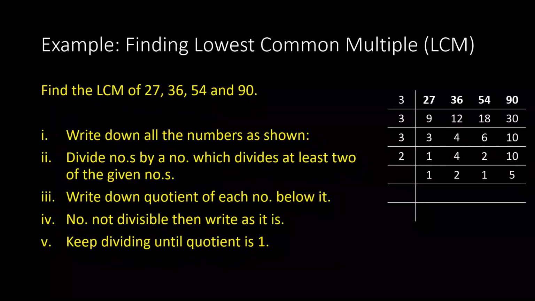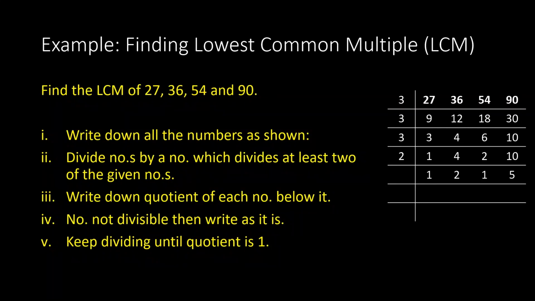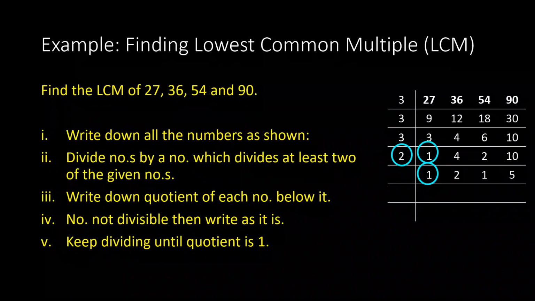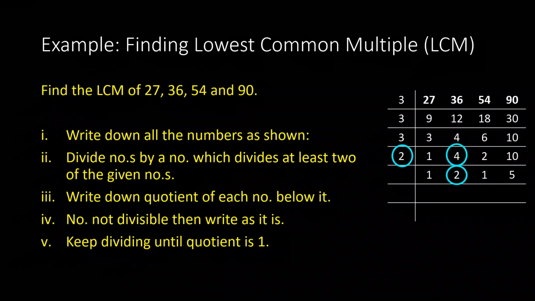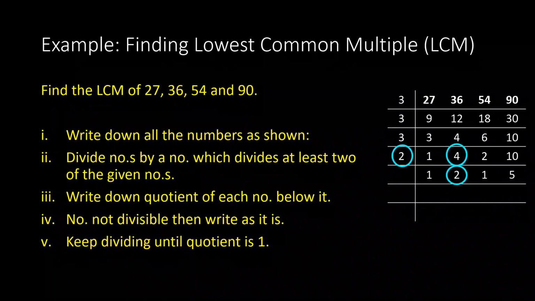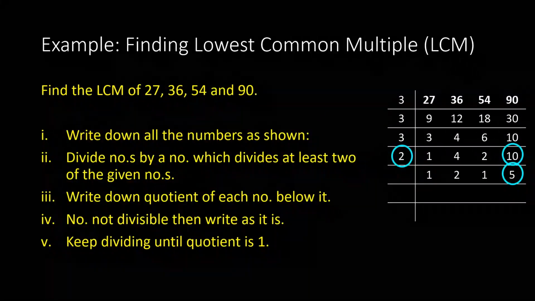We are now going to divide by 2 because at least two numbers in the last row divide by 2. 1 divided by 2 needs to be left as 1 as it is indivisible by 2. 4 divided by 2 is 2. 2 divided by 2 is 1. And 10 divided by 2 is 5.